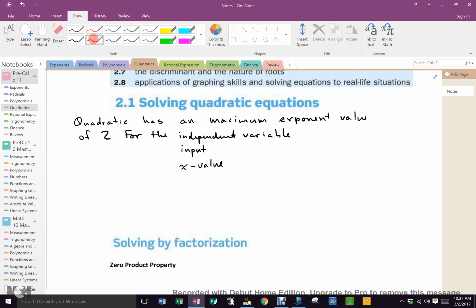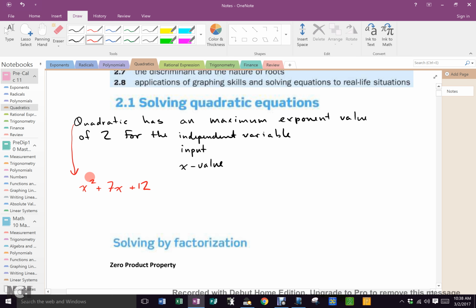So I'm going to write out in red what a quadratic is. x squared plus 7x plus 12. That is a quadratic. Why? Because the x value has a maximum exponent value of 2. Everybody cool? Easy peasy lemon squeezy, right?